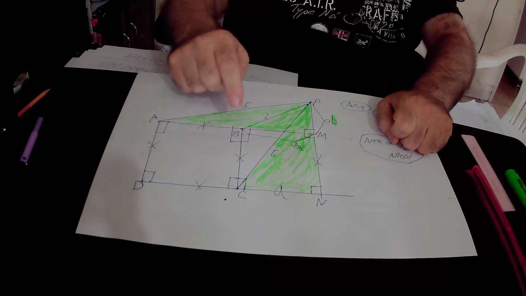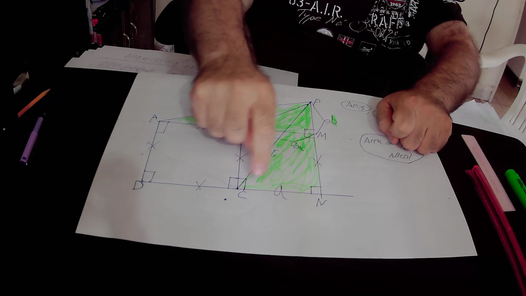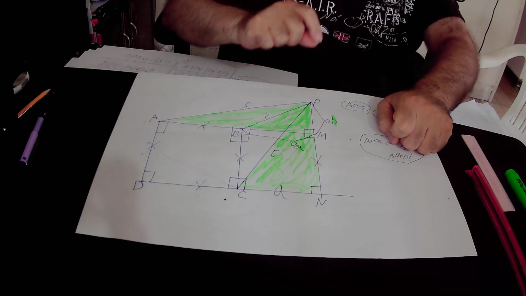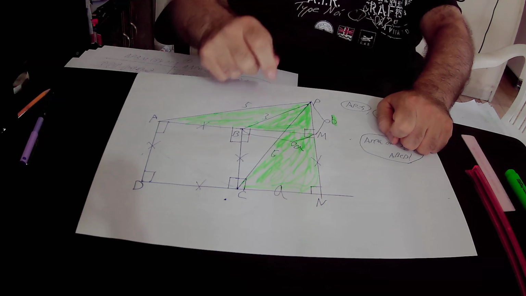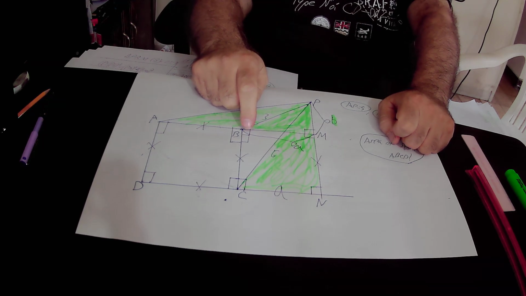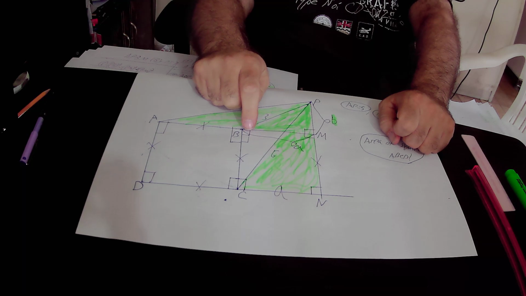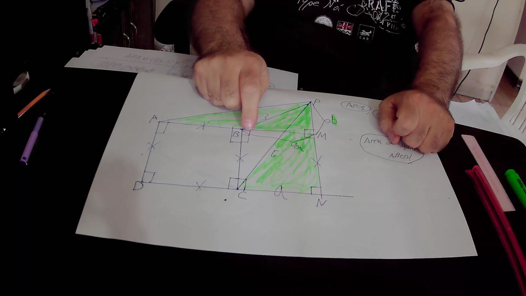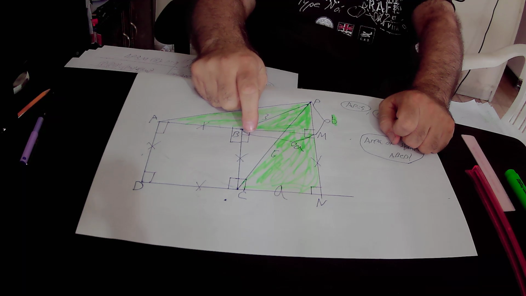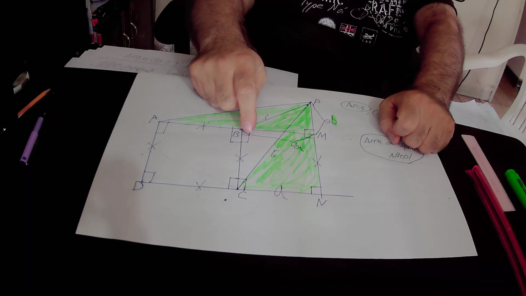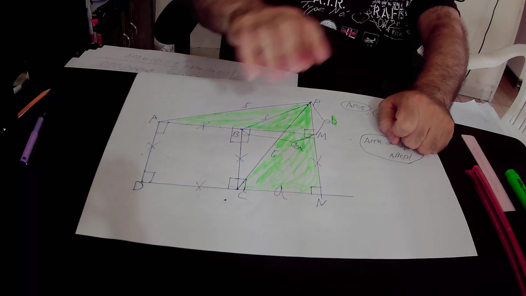So inside quadrilateral BMCN we have 1, 2, 3 right angles. The sum of 3 right angles is 270 degrees. Therefore, the fourth angle, the missing angle, must also be equal to 90 degrees, according to the rule that the sum of the angles in any quadrilateral is equal to 360 degrees. In order to complete the sum of the angles in this quadrilateral to 360 degrees, this angle must be equal to 90 degrees. So inside quadrilateral BMCN, we have 4 right angles.